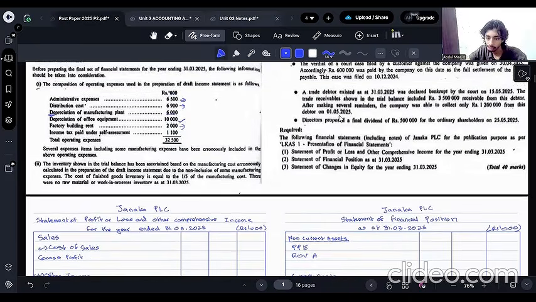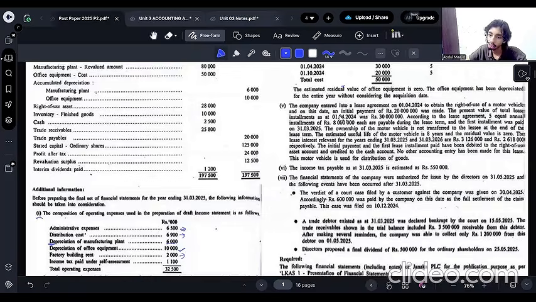Okay, we'll move to the next one. The inventory shown in the trial balance has been ascertained based on the manufacturing cost erroneously calculated in preparing the draft income statement, due to not including some of the manufacturing expenses. The cost of the finished goods inventory is equal to 1/5 of the manufacturing cost. There were no raw materials or work in progress as at 31st March 2025. Now we'll do this adjustment.